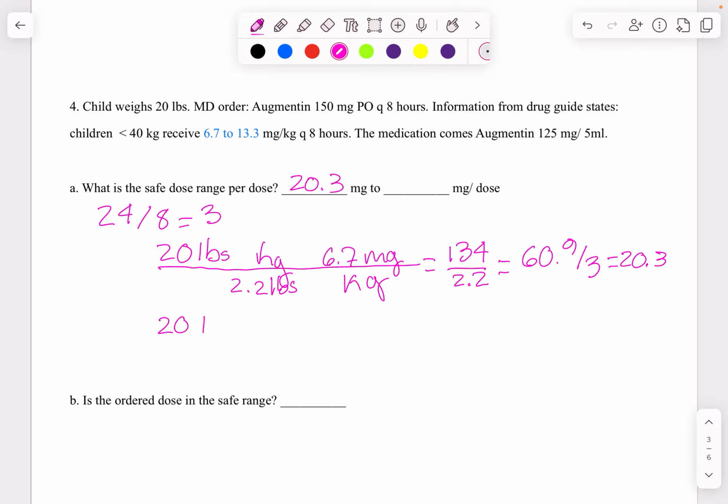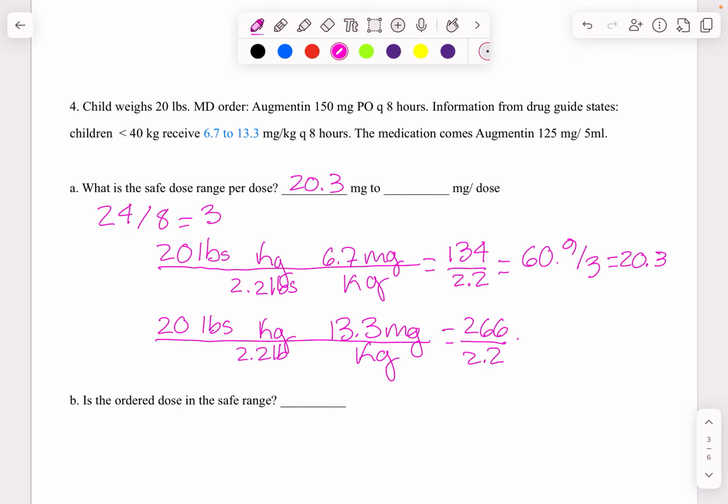And then again, 20 pounds, 2.2 pounds per kilogram, 13.3 milligrams per kilogram. And that'll give us 266 divided by 2.2 is 120.9 divided by 3 gives us 40.3. So just like before, we get to our total and then we divide by the doses and there we are.